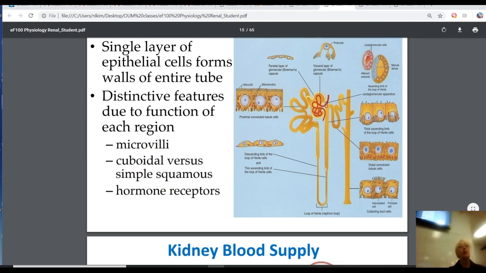kidney? What do you remember? The two little hats that sit on top of the kidney. What are those called? Yes, ma'am. What sits on top of the kidney? They're called glands. Glands? What are the glands called?